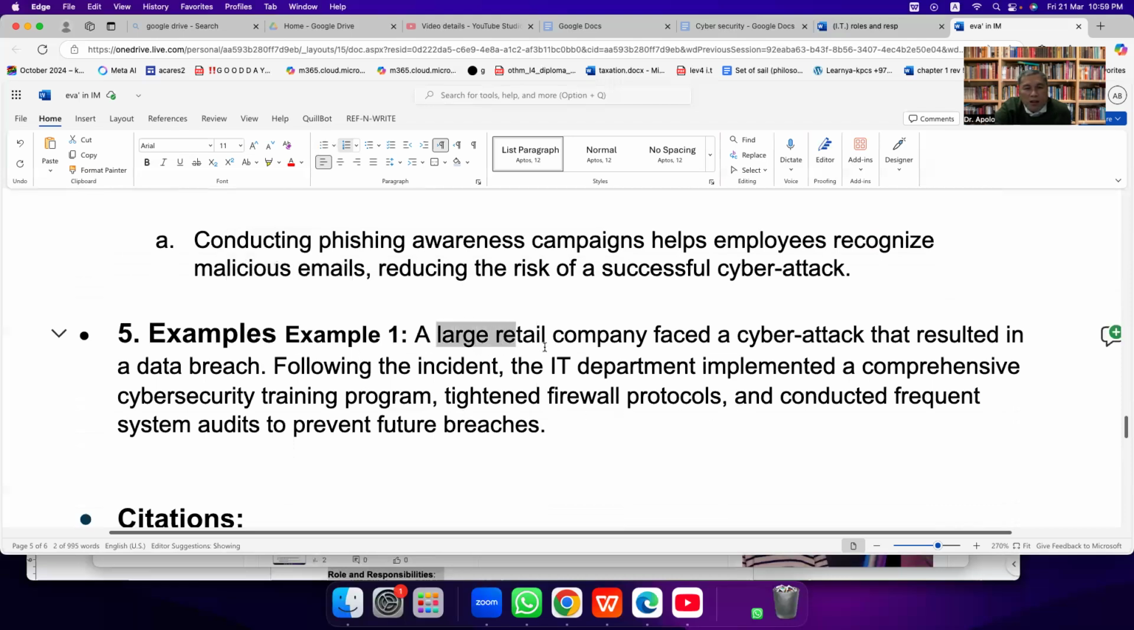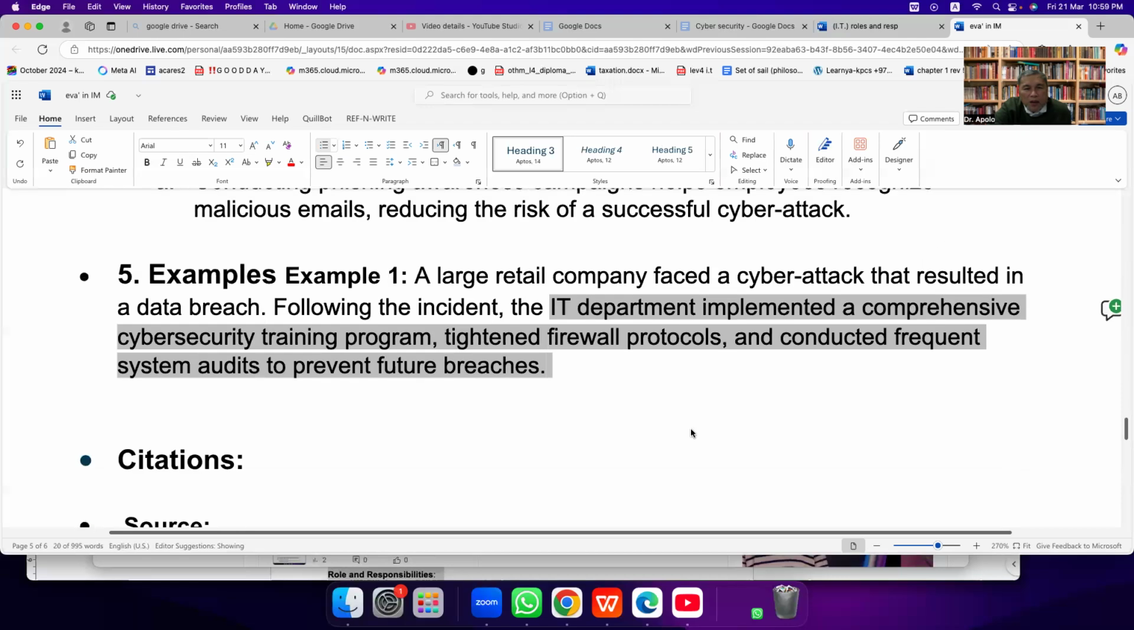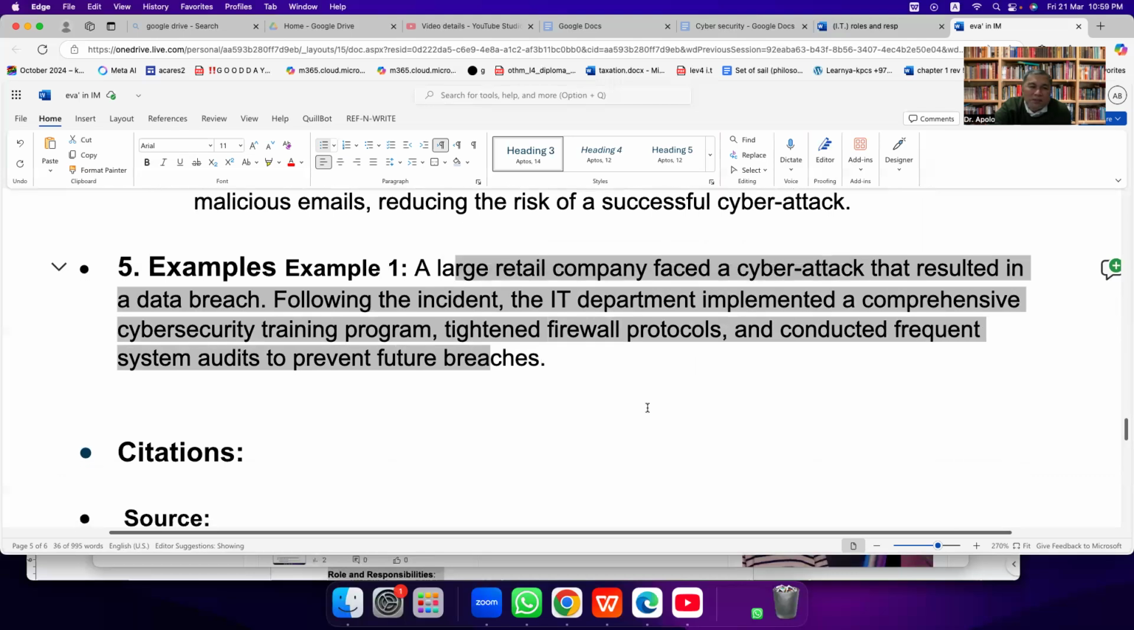Example, a large retailer company faced a cyber attack that resulted in a data breach. Following the incident, the IT department implemented a comprehensive cybersecurity training program, tightened firewall protocols, and conducted frequent system audits to prevent future breaches. By the way, cyber attackers are also programmers. Usually they know the system. They just want to make money, that's why they steal the information and sell it to the competitor. Just like that.